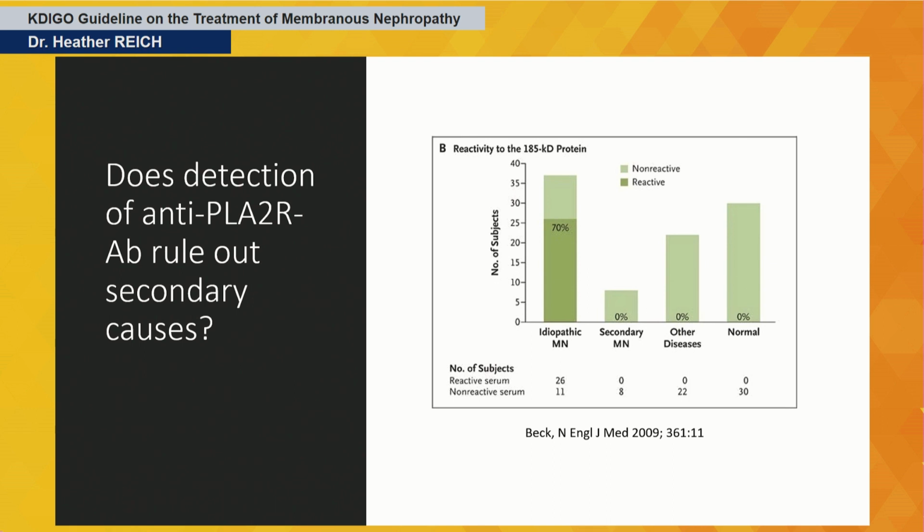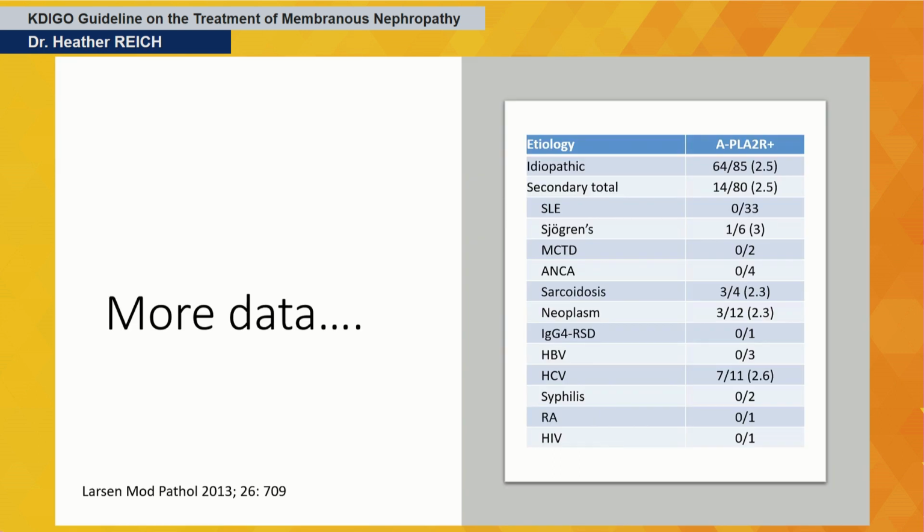The new guidelines are clear that detection of a PLA2R antibody does not rule out secondary disease. In the original study by Western blot, there were very few patients that had secondary causes of membranous nephropathy, only 8. And so it was not sufficient to determine the characteristics of antibodies in patients with secondary membranous nephropathy. Only a small number of cases were included.